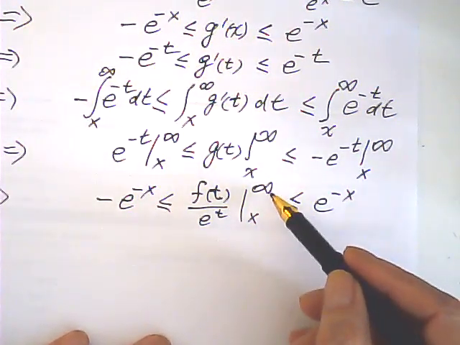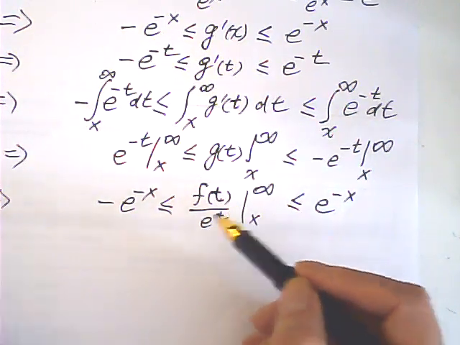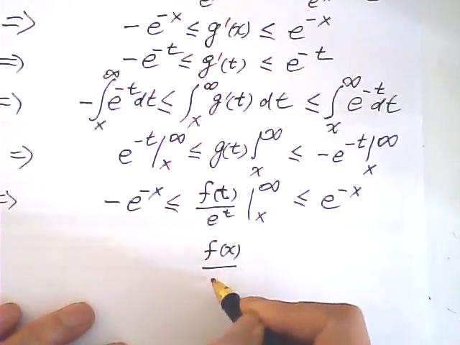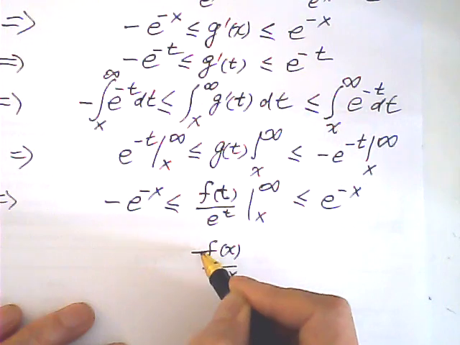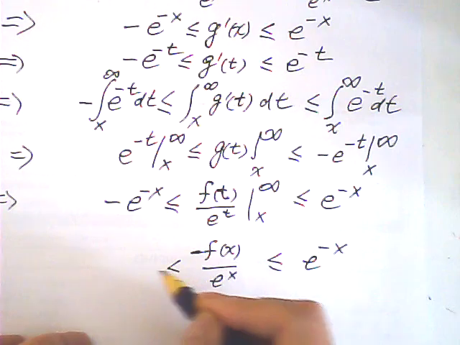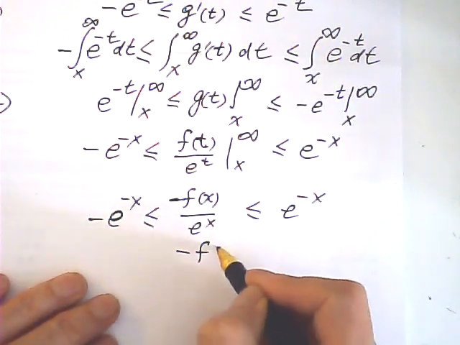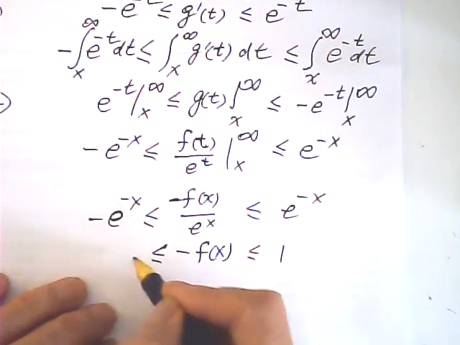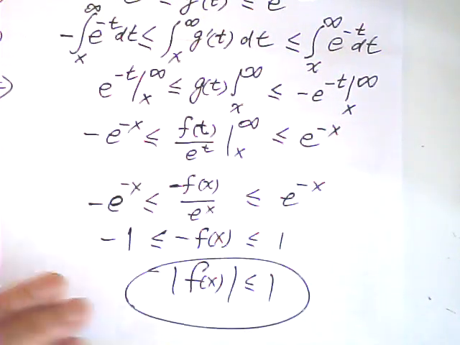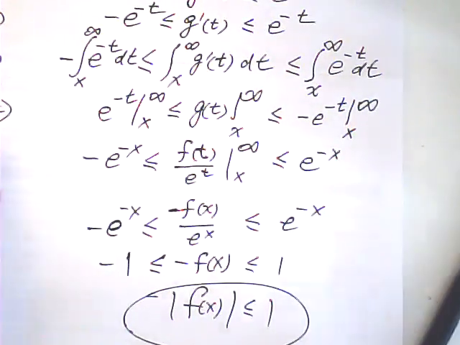Now, when t goes to infinity, f of t is bounded, therefore the whole thing will be 0. So this will be equal to negative f of x over e to the x, bounded between negative e to the negative x and e to the negative x. Then I multiply by e to the x, so f of x is less than or equal to 1 and greater than or equal to negative 1, which means the absolute value of f of x is less than or equal to 1. See? Very nice proof. Very good proof. Thank you for watching.